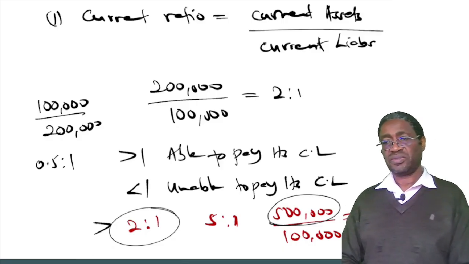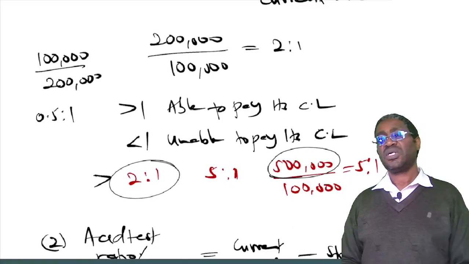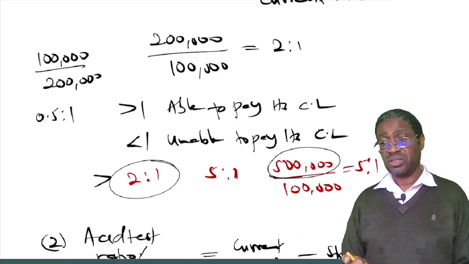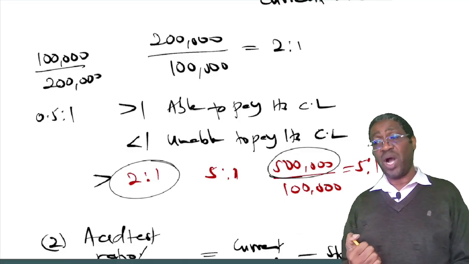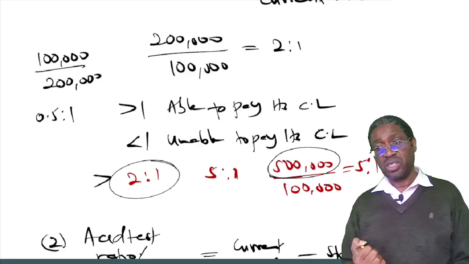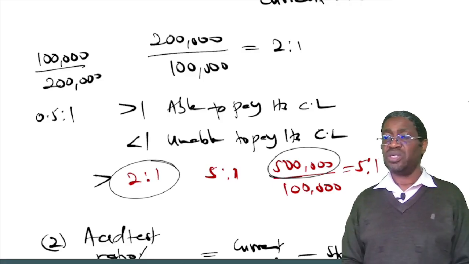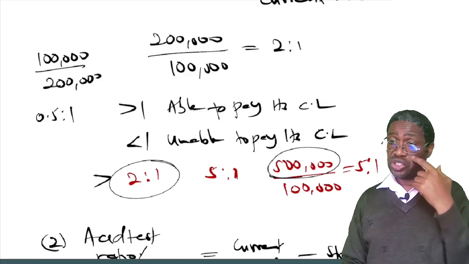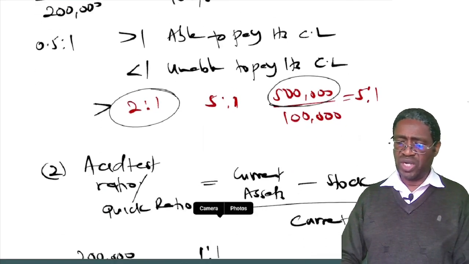Good. Another paragraph. This ratio is also known as working capital ratio. Some books will call it working capital ratio. Good. Let's go to number 2 now.